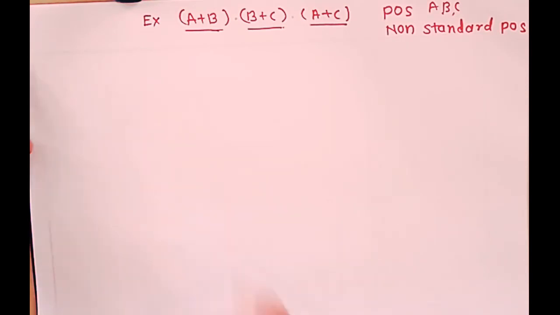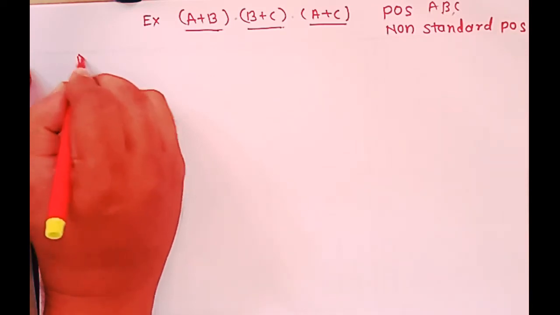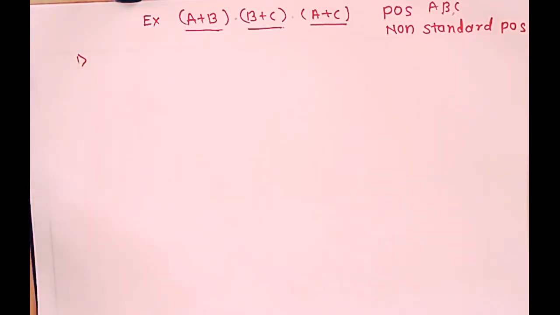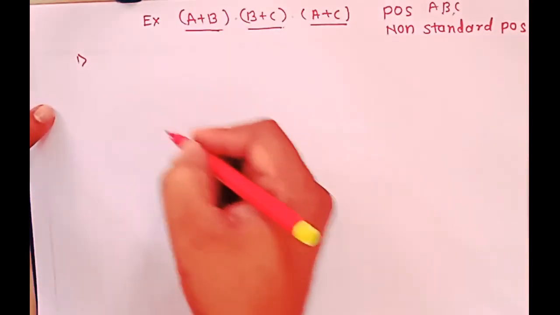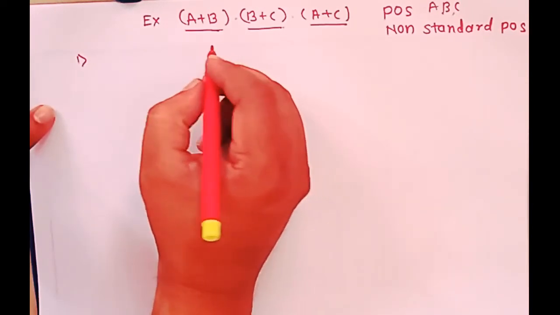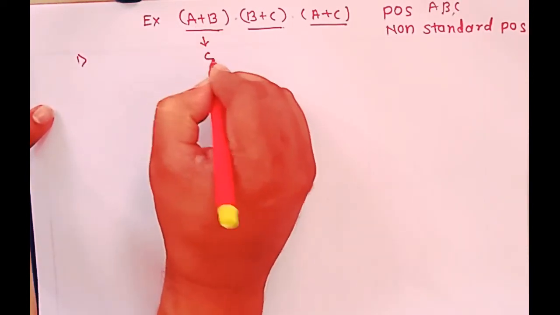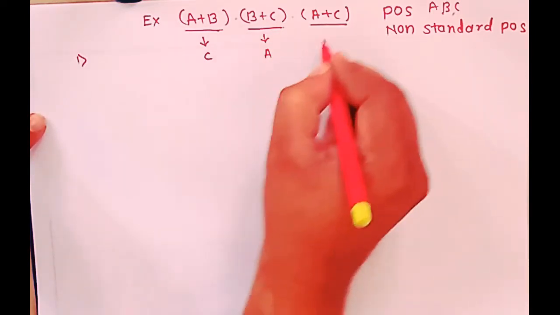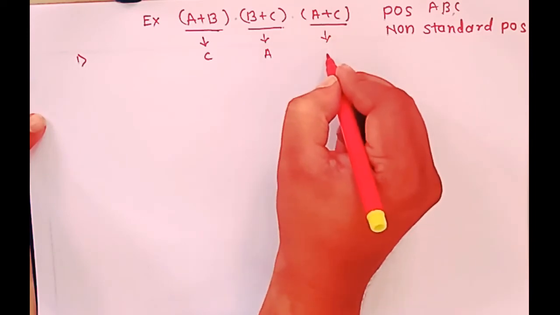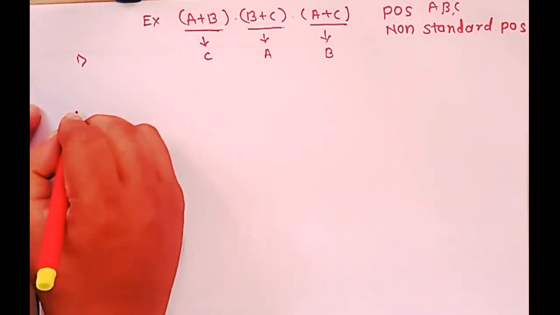So recall the steps that we have studied. First step is what? We need to find out the missing literals in each sum term. We have 3 sum terms, and from that we need to find out the missing literals. For the first sum term, literal C is missing. For the second term, literal A is missing, and for the third term, literal B is missing. So we have completed the first step.